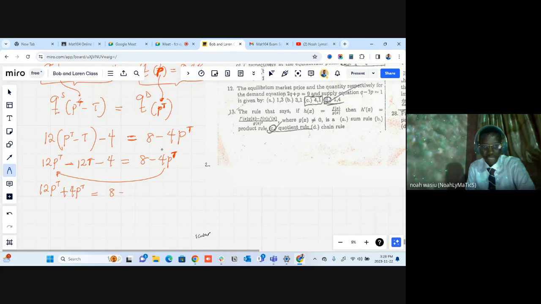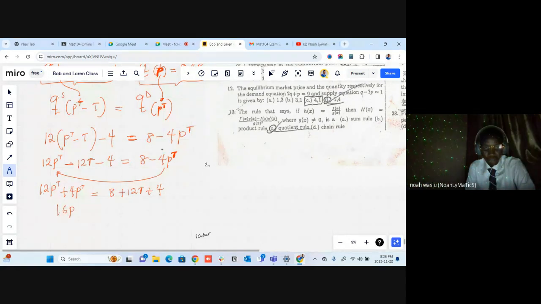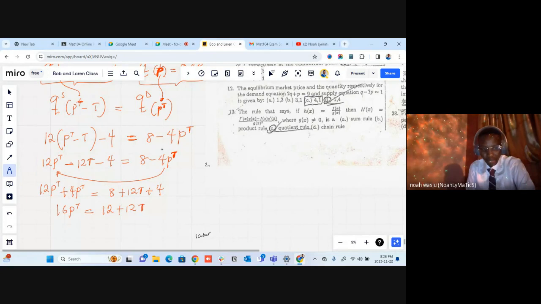If this comes like this, I have it as plus 12t, right? And this comes like this, I have it as plus 4. So what I have left now is just 12 plus 4, that is 16p raised to the power of t equals 8 plus 4 is 12 plus 12t, right? So I'll divide both sides by 16.